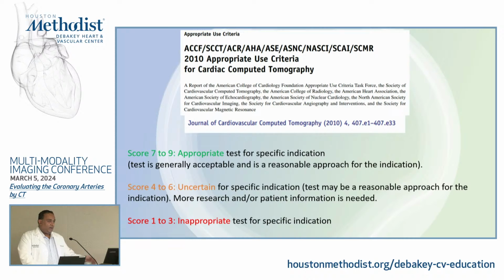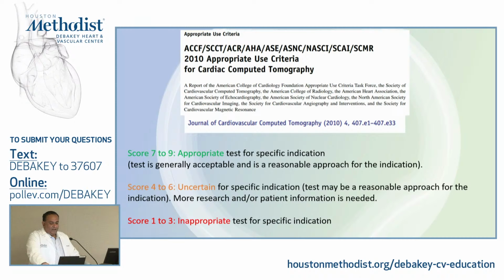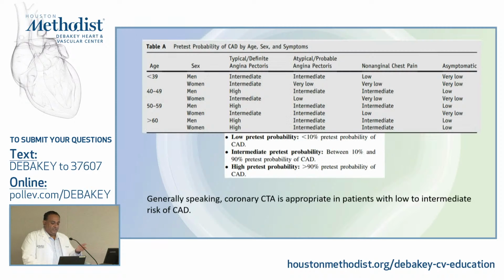So this is the 2010 multi-society appropriate use criteria for cardiac CT. As you know, they assign scores to each indication ranging from 1 to 3, which is inappropriate, 4 to 6 meaning uncertain, more research may be necessary, and 7 to 9 is appropriate, meaning the test is generally acceptable for that indication. For each indication, they break it down by the pretest probability of coronary artery disease: low, intermediate, and high. This is the table going over how the pretest probability is calculated. It's basically based on age, gender, and how typical or atypical your symptoms are.